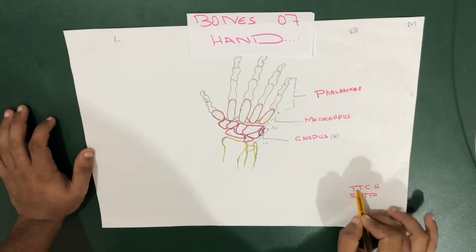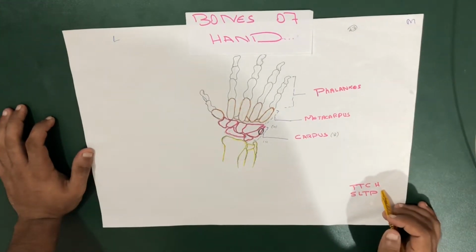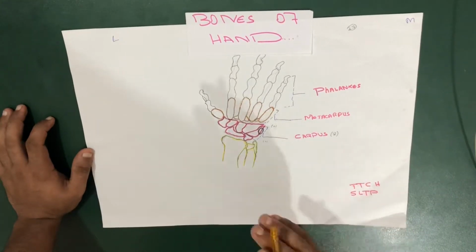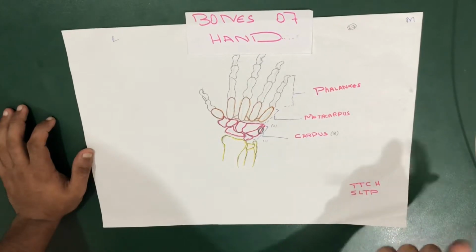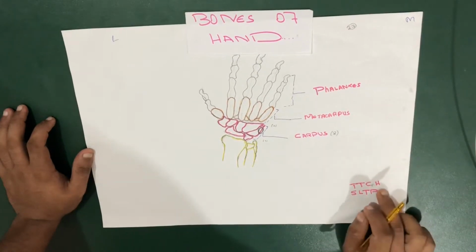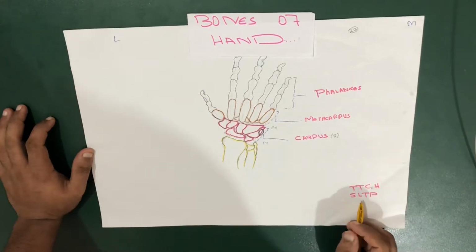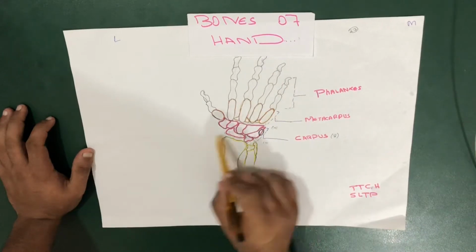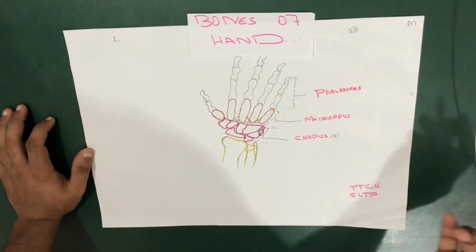For the distal row, you can remember T, T, C, and H. What does that mean? Totally cute and handsome. Totally, with two T's, cute for C, and H means handsome. So Sam looks too pretty, totally cute and handsome. That's it, you remember the formula for the carpus bones.